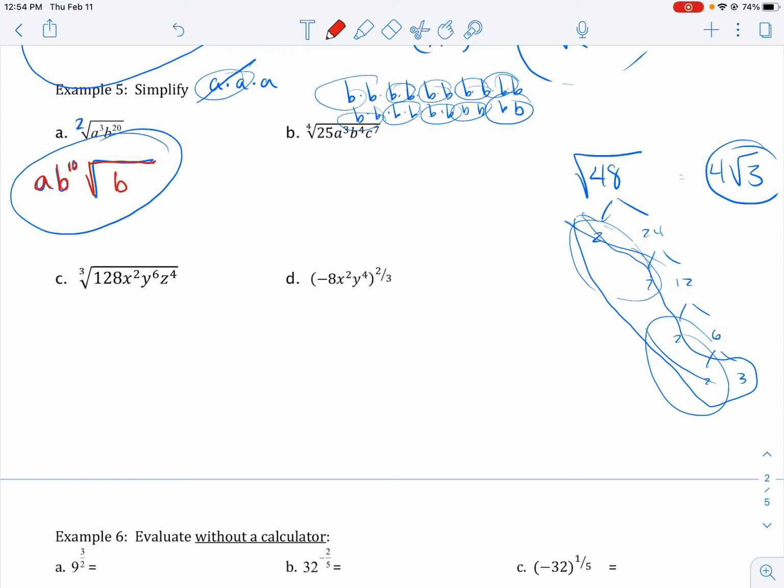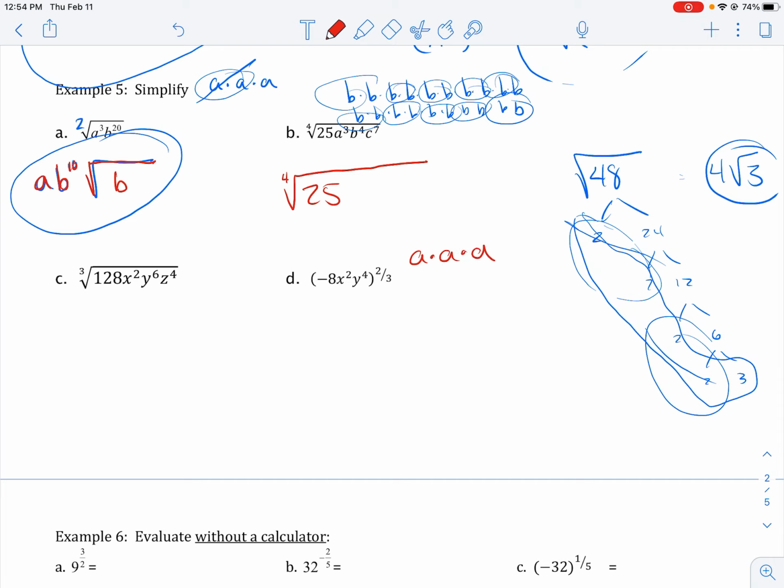Works fine. Okay? So right here, we're doing the 4th root of all this stuff, right? So let's take a look at 25. I can't think of a number that would multiply by itself 4 times to get 25. So 25 is hanging out, all right? Sorry, bud, you're stuck behind. All right, so next one, let's take a look at the A's.